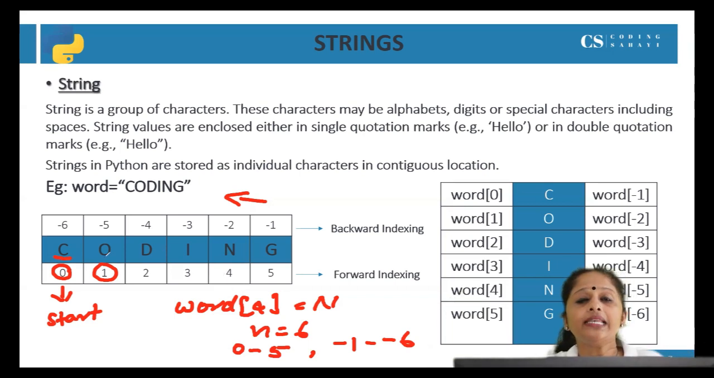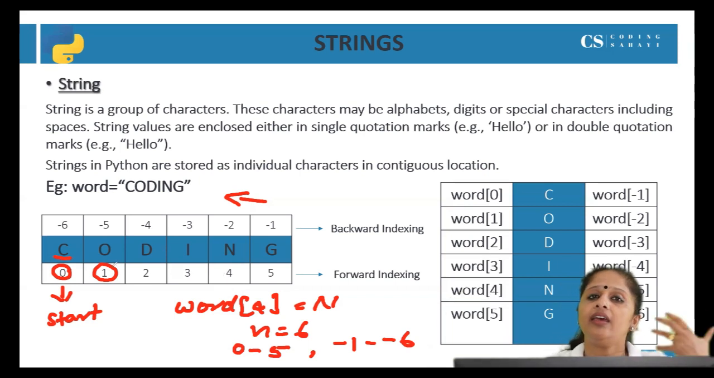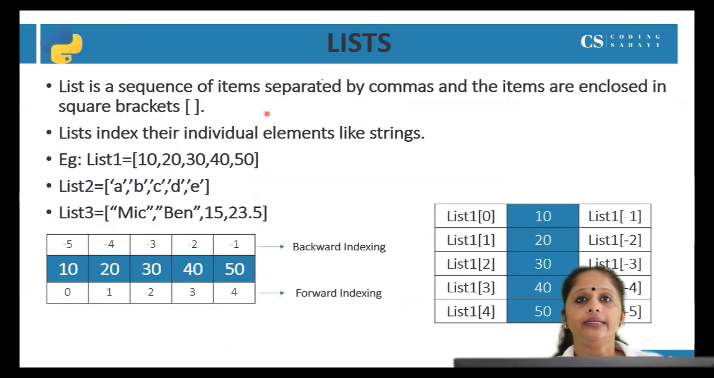So a string is a group of characters that we are assigning to a variable. Next data type is list. A list is also a sequence of items separated by commas, and in a string we are writing everything as a string. That is, everything is considered as a string only.